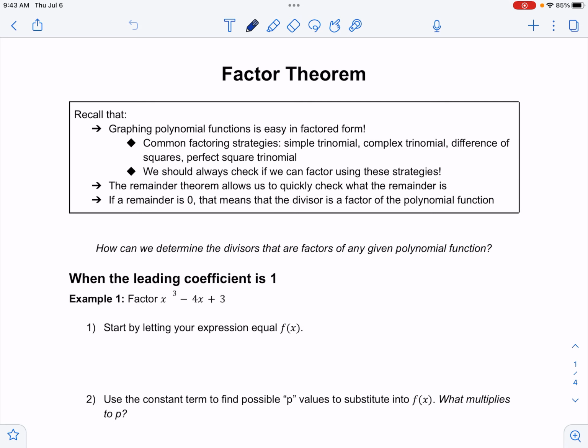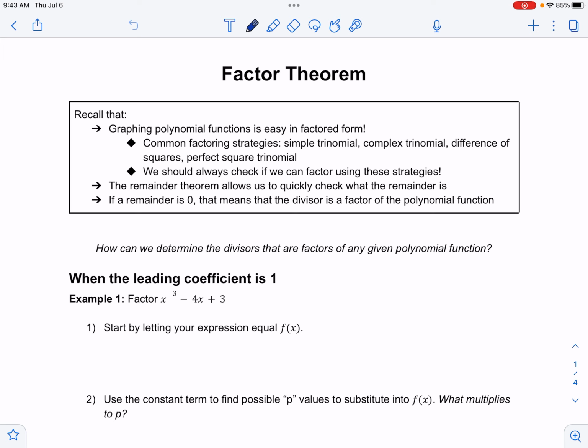So the reason that you were introduced to remainder theorem previously is so that we can use it for this new theorem called factor theorem. And factor theorem is the more important of the two of them because it actually allows us to do something with the information from the remainder theorem. But before we get into it, let's just refresh our memory on where we're at in our learning.